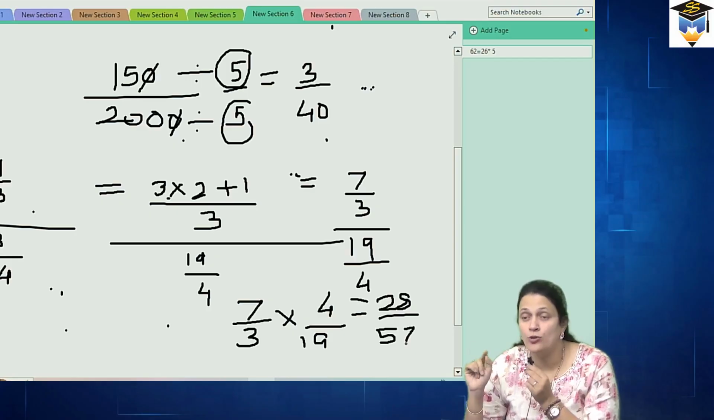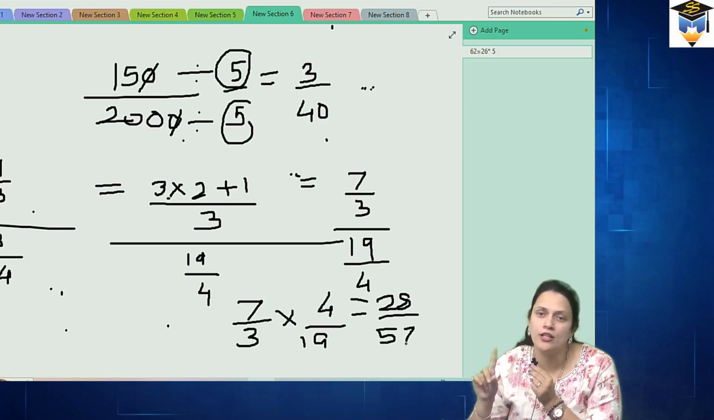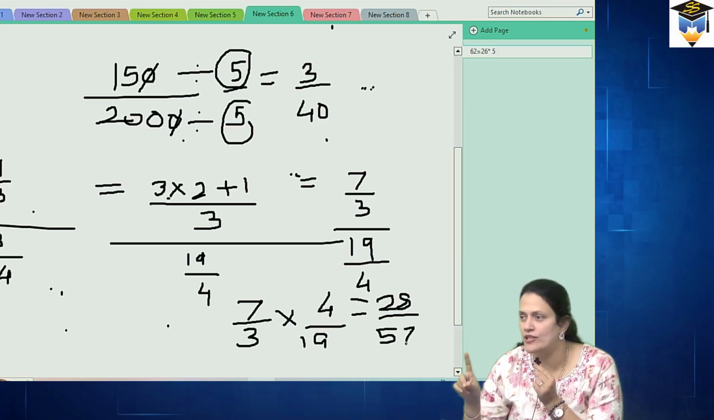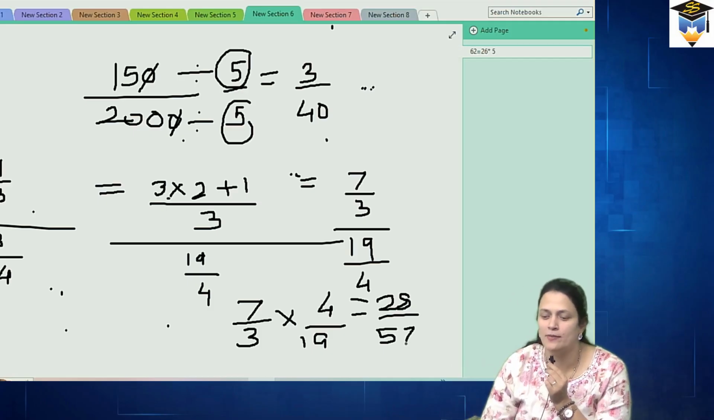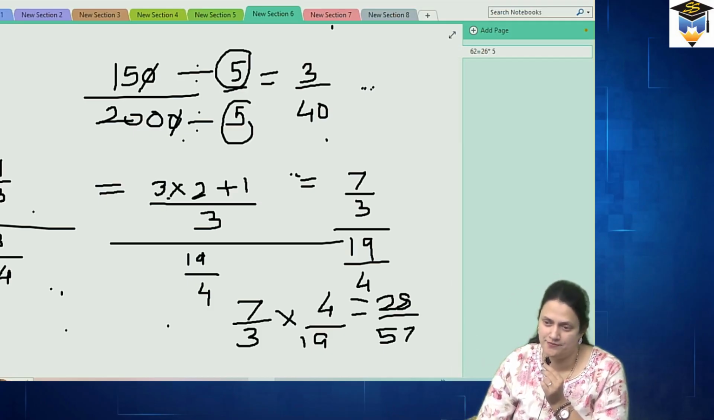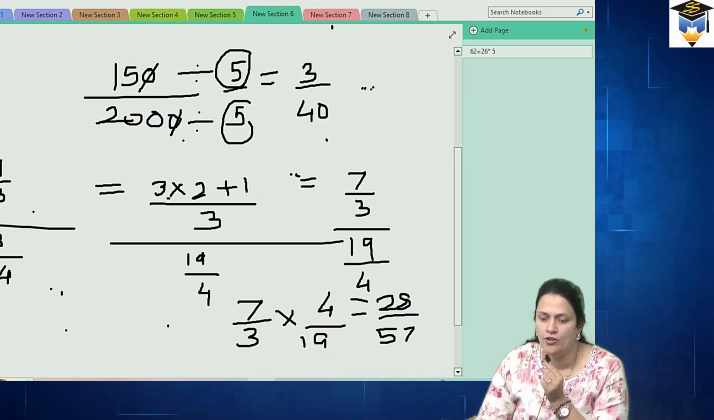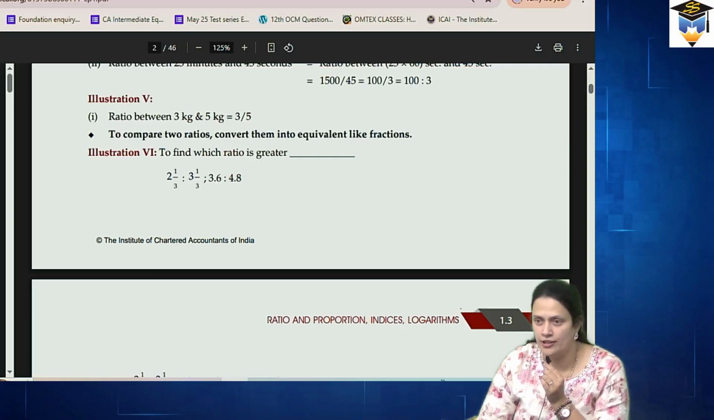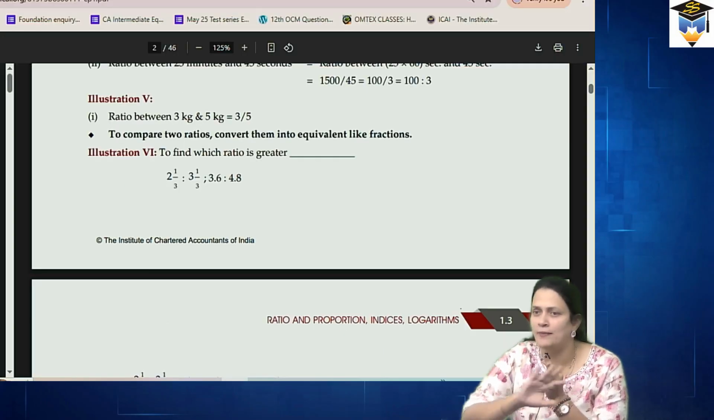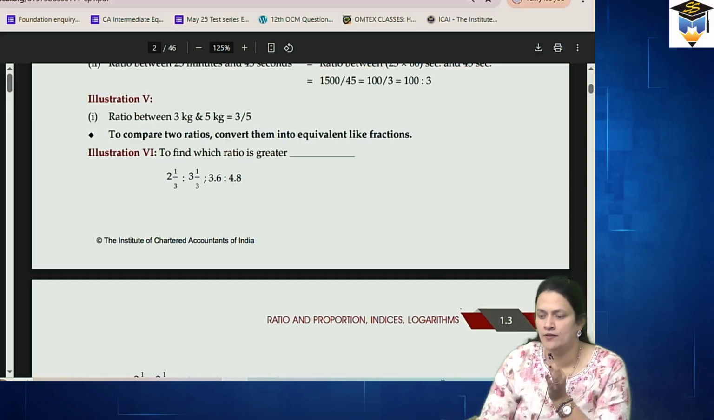Understood? Now you also have to check whether this can be converted further into the lowest form. Is it possible? No, because 57 is a prime number. Is it? No, it's not a prime number. It is divisible by 3. Correct. Okay, understood? Till here everything is clear. This is all the base that we have done.